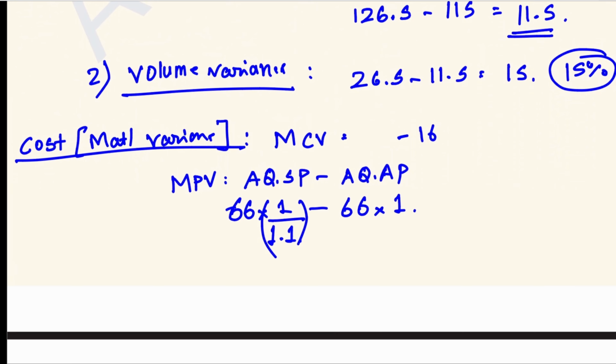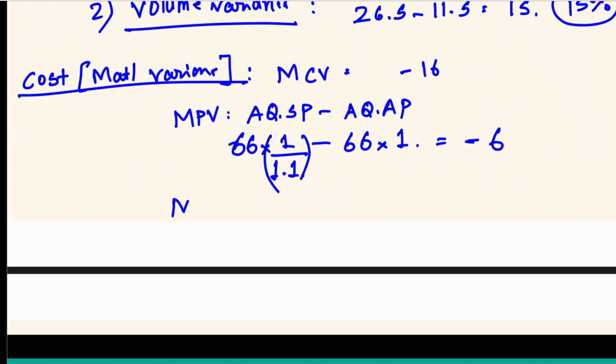So when I do this, what will I get? 66 divided by 1.1 is 60. 60 minus 66, so minus 6. Then material usage variance, balancing figure, minus 10. So when I add these two, I am getting my material cost variance.